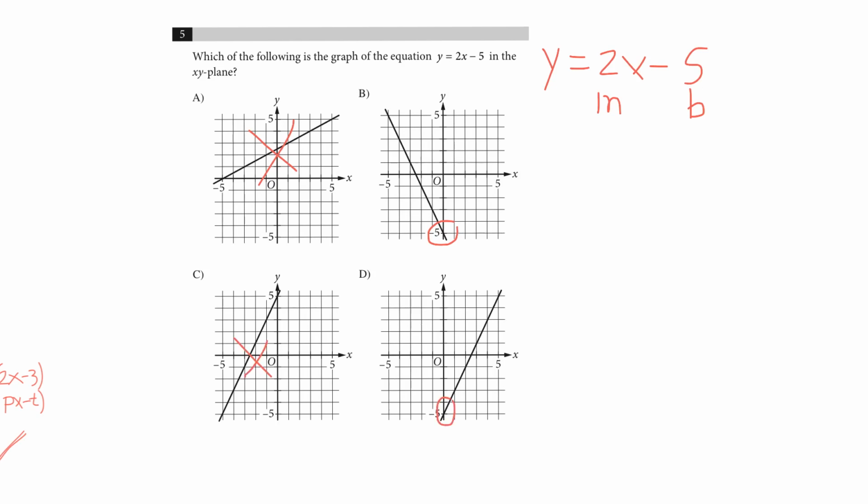So now I'm looking for a slope of positive 2. This one right here is the only one with the slope of a positive 2 and the y-intercept of negative 5. So the answer for this one is D. And that's going to be for number 5.